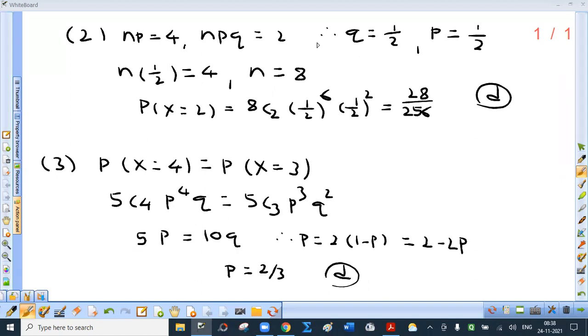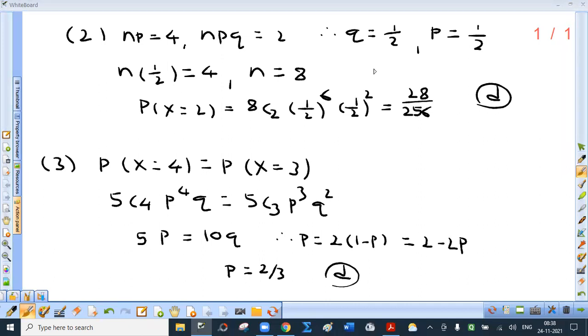Sum number 3. For a binomial distribution n equal to 5, P of X equal to 4 is P of X equal to 3. Then P equal to. Now what is P of X equal to 4? 5C4 P raised to 4 Q. P of X equal to 3, 5C3 P cube Q square. 5C4 is 5, 5C3 is 10. Now P cube gets cancelled, Q gets cancelled. So 5P equal to 10Q, that is P equal to 2Q, but Q is 1 minus P. So that gives me P equal to 2 upon 3. Correct option is D, Delhi.